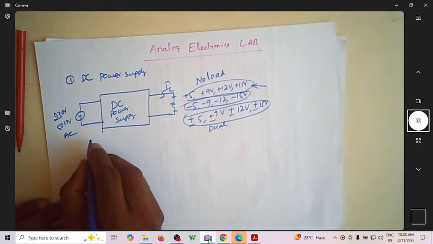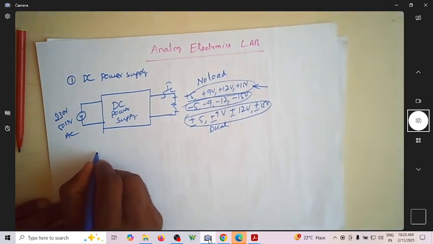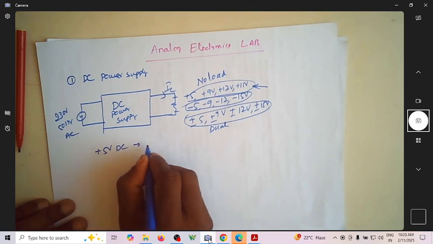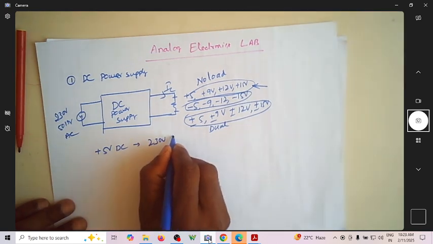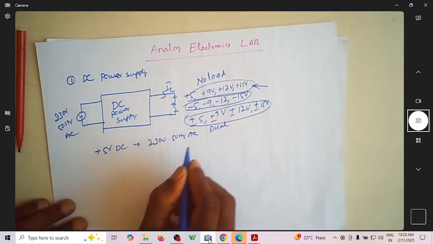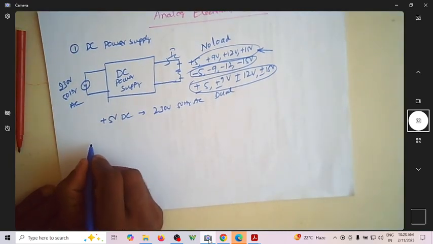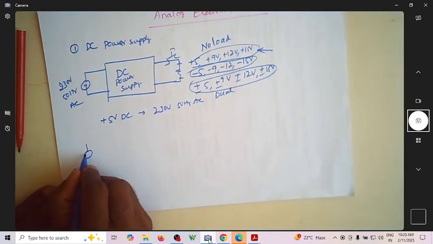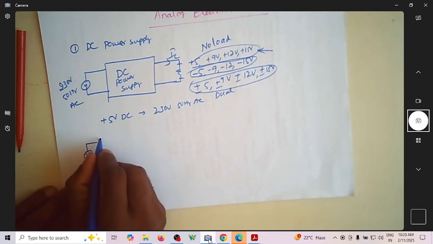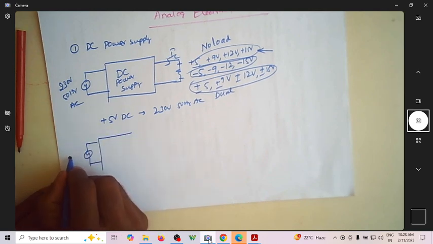So let us do the typical design of getting plus 5 volt DC from a 230 volt 50 hertz AC signal. Let us write a circuit diagram and then start designing the things. Maybe before we write the circuit diagram, let me write the block diagram and develop the circuit diagram. So this is my input AC signal.